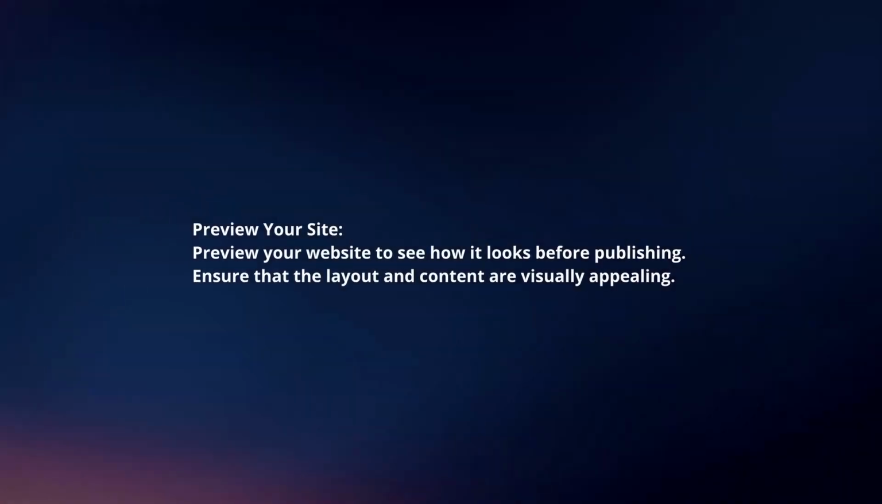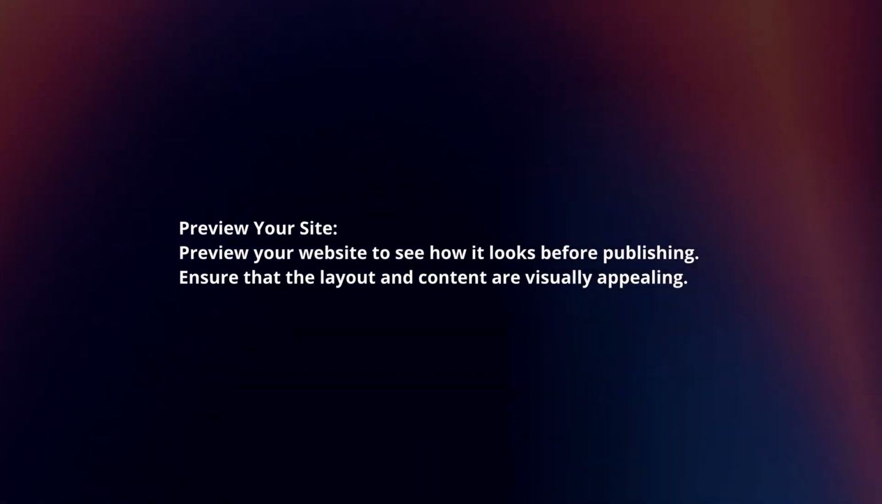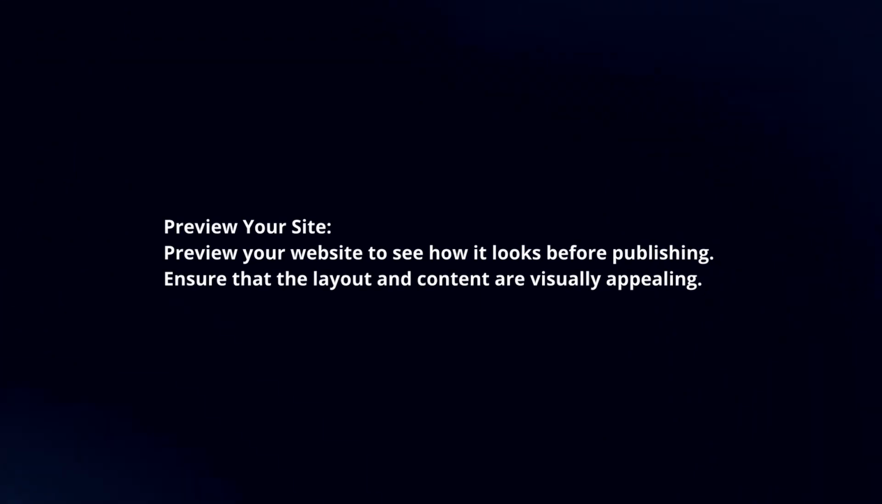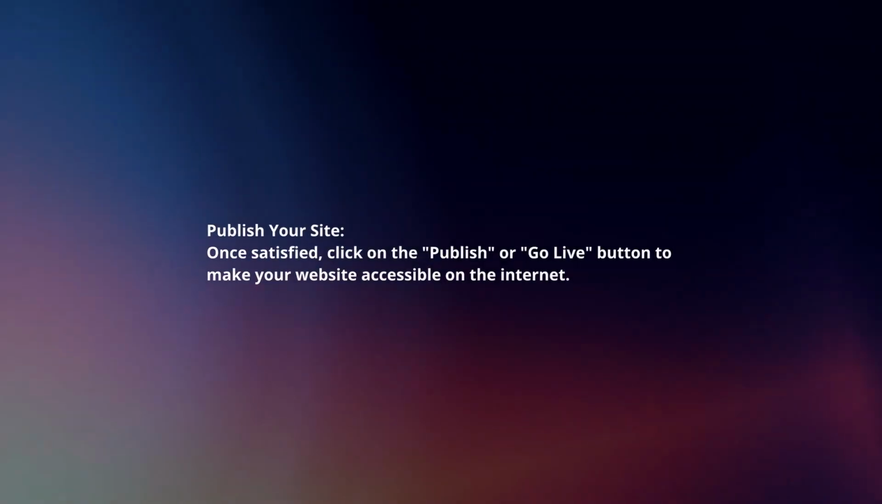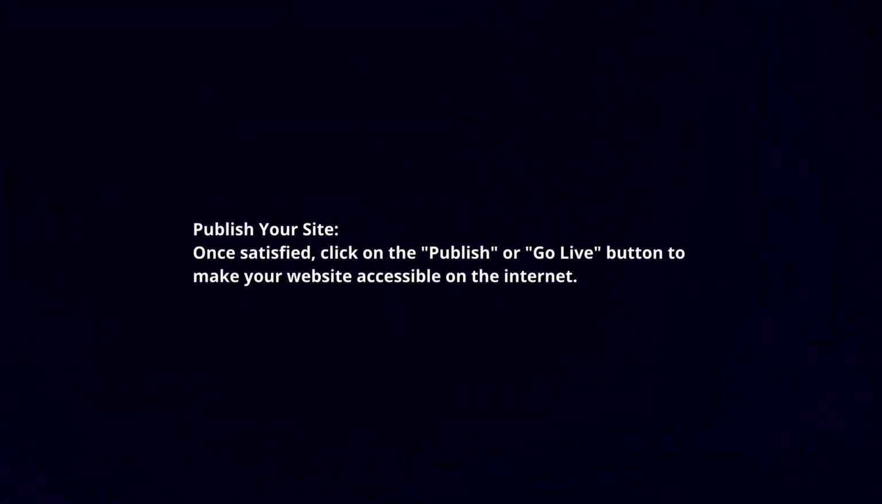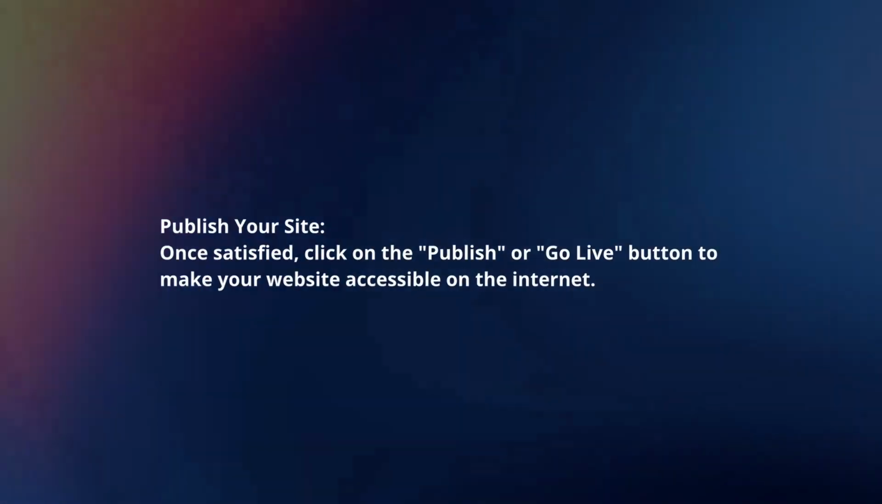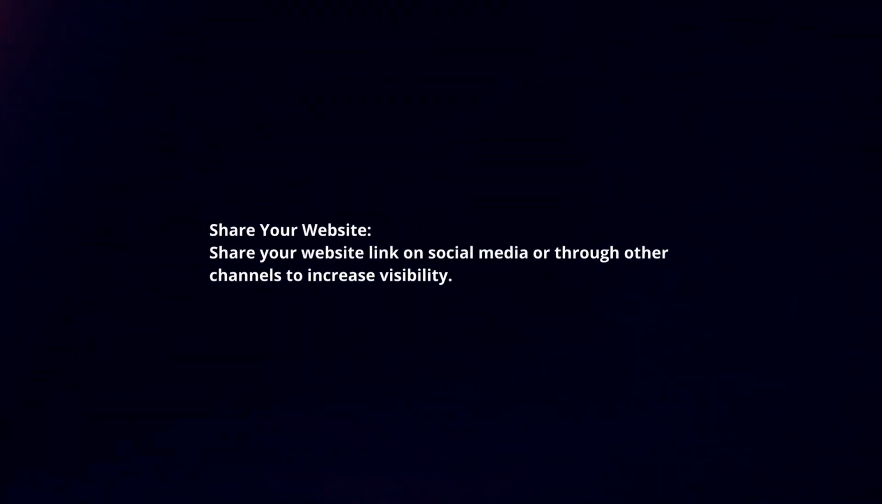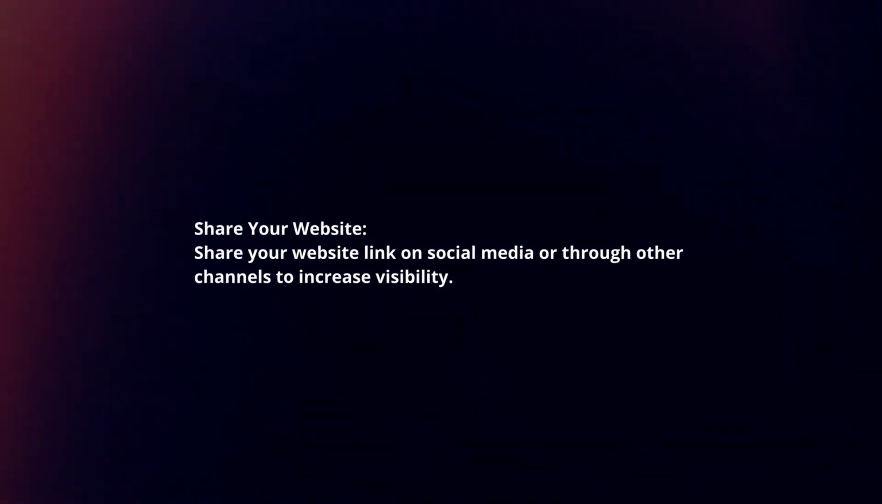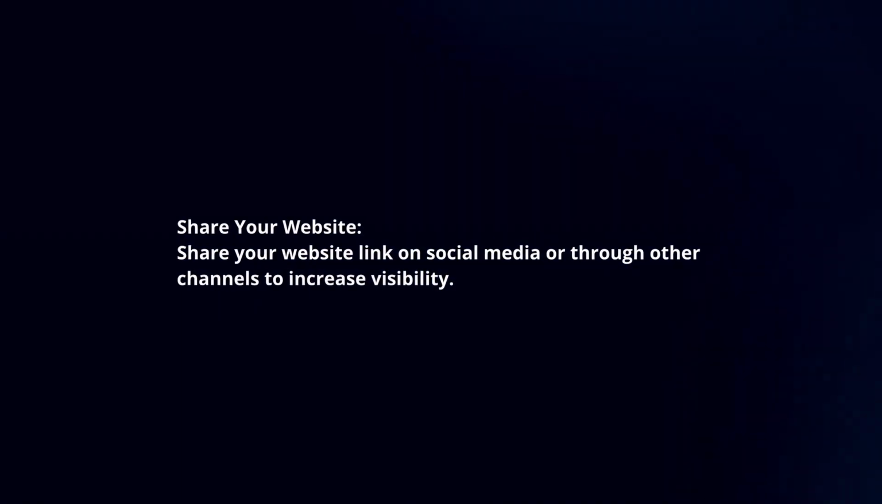Preview your website to see how it looks before publishing. Ensure that the layout and content are visually appealing. Publish your site. Once satisfied, click on the Publish or Go Live button to make your website accessible on the internet. Share your website. Share your website link on social media or through other channels to increase visibility.